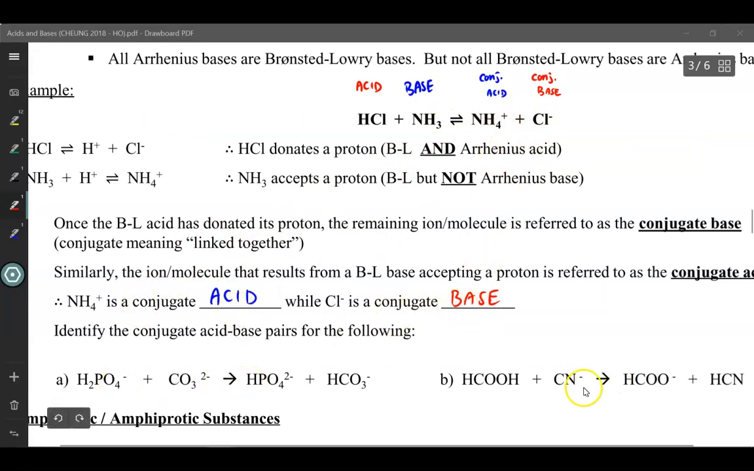Alright, try these two at the bottom. Press pause. When you're ready, press play, and we'll take it up together.